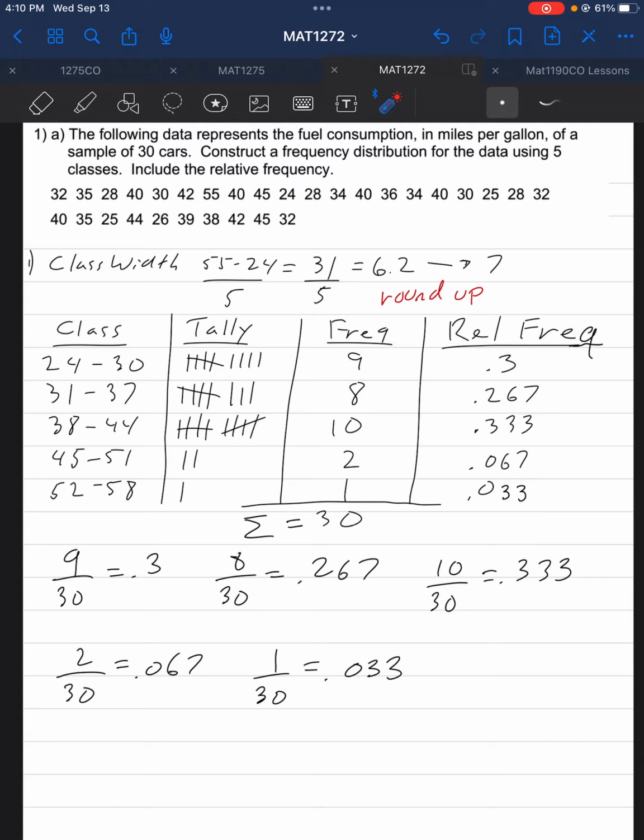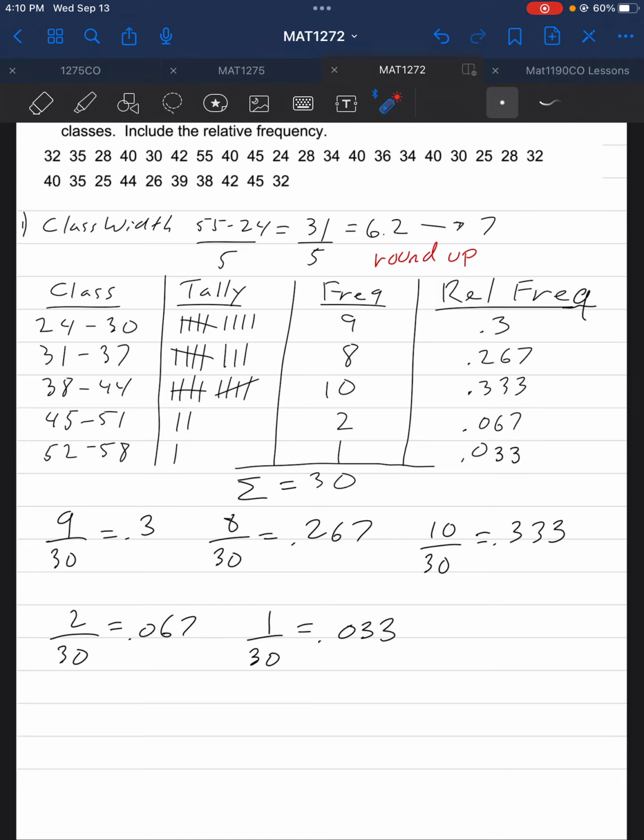Now 7 is not the distance between the endpoints of each individual class. 7, the class width, is going to be the distance between the beginning point of each class. So 24, 31, 38, 45, 52 are going to be the starting values for each class, and that means that the first class goes from 24 to 30, then 31 to 37, 38 to 44, 45 to 51, 52 to 58.